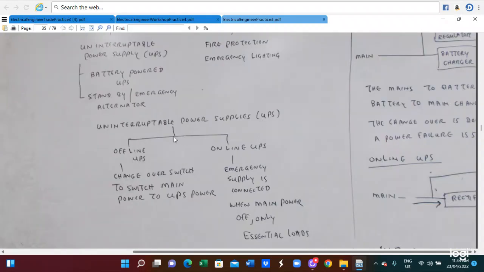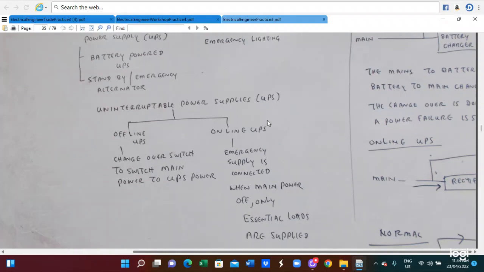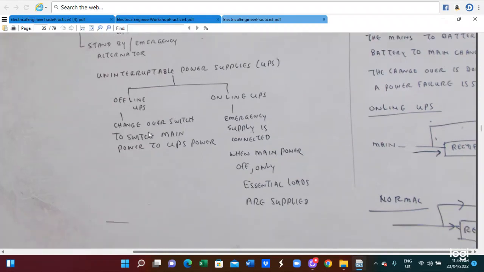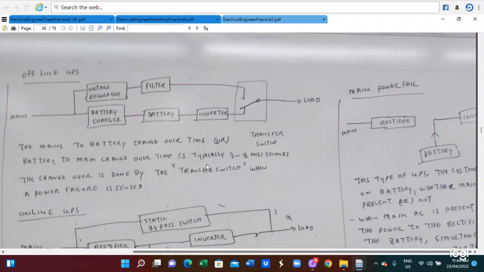For interruptible power supply UPS, there are two kinds of UPS, offline UPS and online UPS. Online UPS includes the changeover switch, so it switches from the main power to UPS power. The emergency supply is connected only when the main power is off, so the emergency loads are supplied. So this is the connection of the UPS system, the online UPS connection.